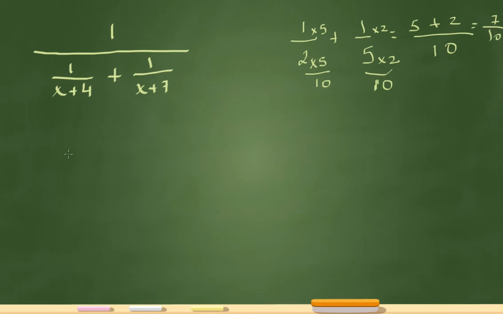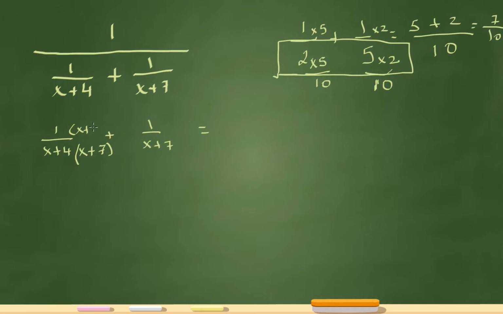So in the denominator, I have 1 over x plus 4 plus 1 over x plus 7. Now, I need to find a common denominator here, and think of how we found the common denominator over here. What we did was we multiplied the 2 by 5 and the 5 by 2, so that's exactly what I'll do here. I'll multiply the x plus 4 by the x plus 7. That means I have to do the same to the top. And over here I have to multiply this by x plus 4, and that means I'll do the same to the top.